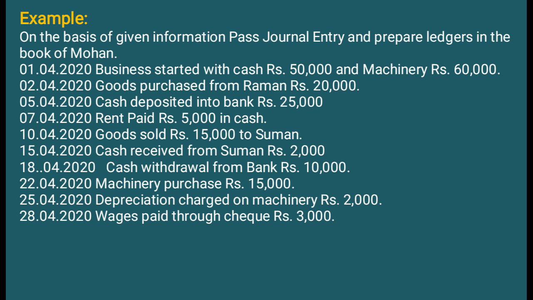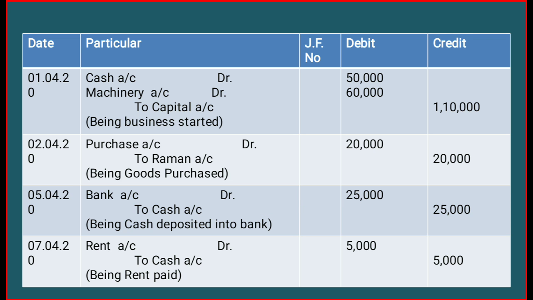So the first and very important step, we have to find out all the transactions and their monetary value. Then after, we have to pass all the necessary journal entries. After giving all the journal entries, we have to prepare our ledgers. Okay, so here you can check your journal entries.